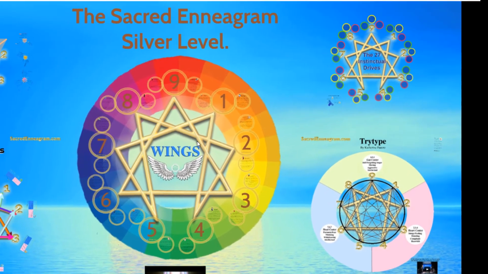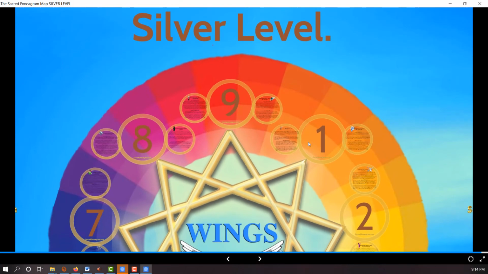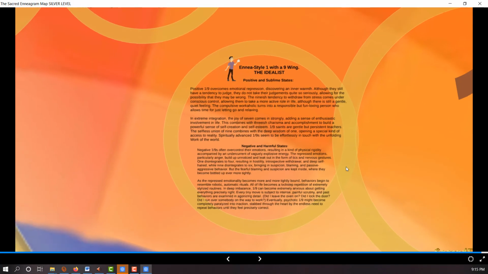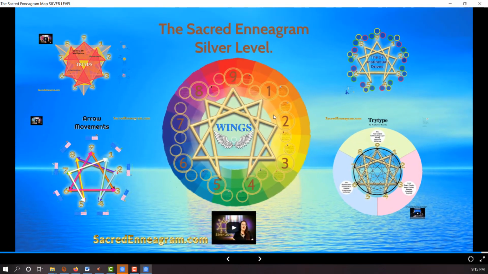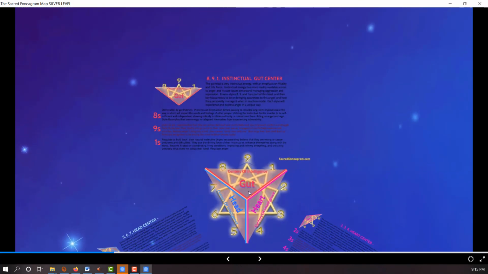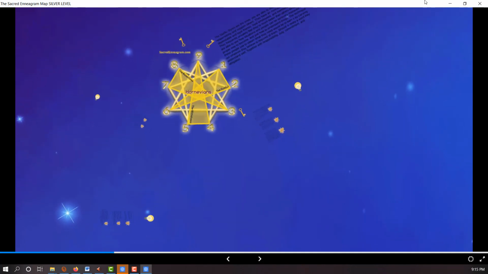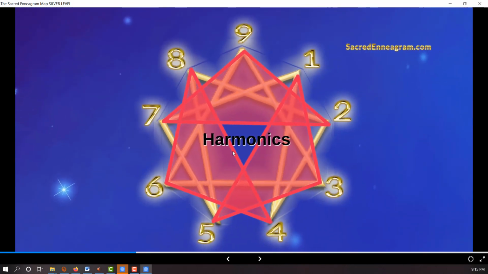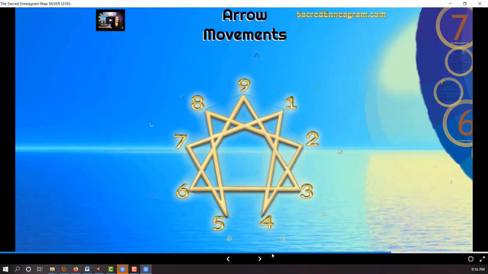So for instance, if you just wanted to focus on the wings, you could simply click on and zoom in to your chosen Enneagram type and its wings. So here we have type 1 with the 9 wing. And zooming back out, you can scroll out using the scroll button on your mouse. You can go over to the Triads and find out the information related to the Triads. This is the centers of intelligence here. We can move down to the Hornevian types. We can move down further to the harmonic groups. We can zoom back out to the home screen and go over to the arrow movements very quickly.